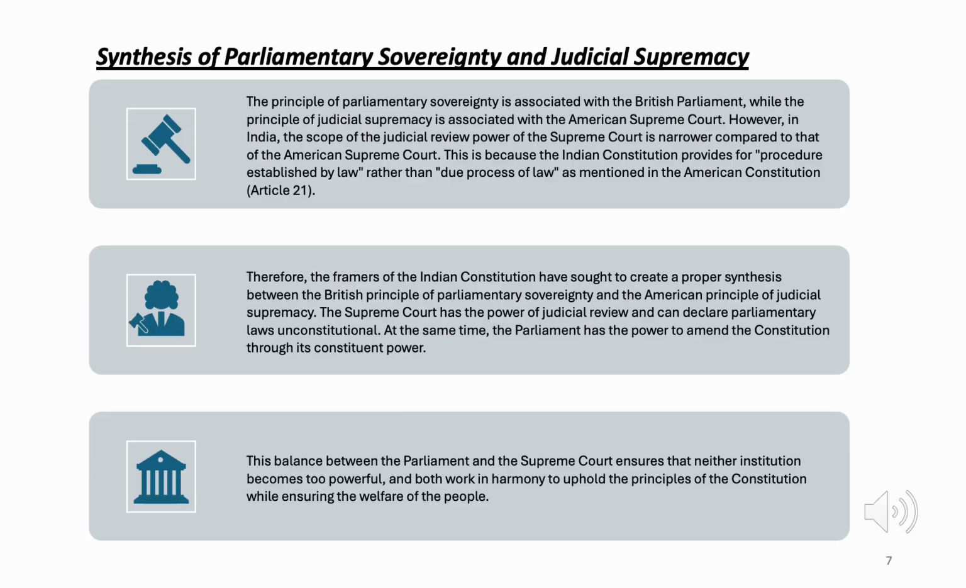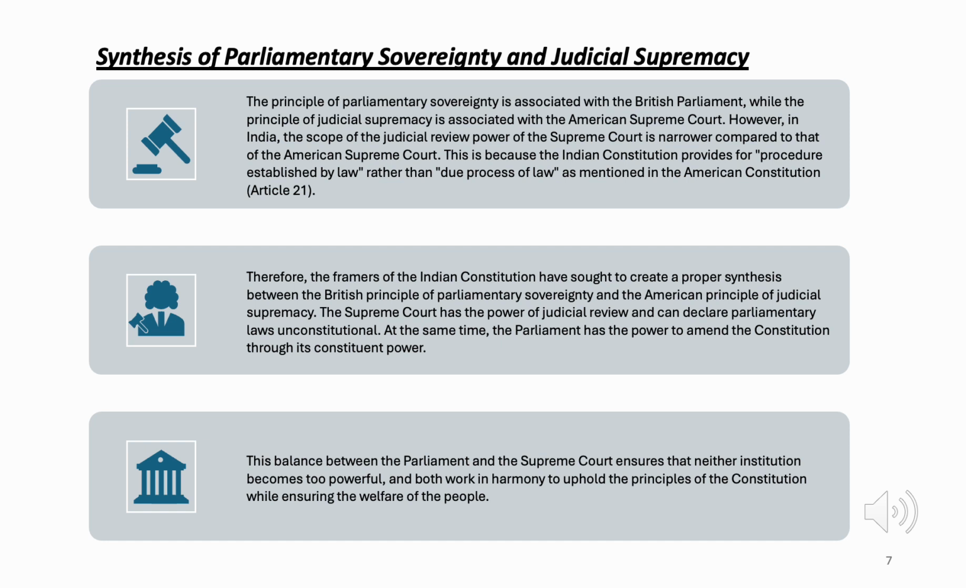Synthesis of parliamentary sovereignty and judicial supremacy. The principle of parliamentary sovereignty is associated with the British Parliament, while the principle of judicial supremacy is associated with the American Supreme Court. However, in India, the scope of the judicial review power of the Supreme Court is narrower compared to that of the American Supreme Court. This is because the Indian Constitution provides for procedure established by law, rather than due process of law, as mentioned in the American Constitution, Article 21.